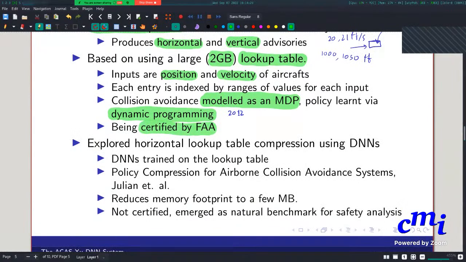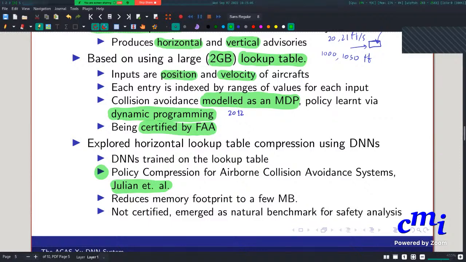What we are more interested in is a DNN-based ACAS-XU system. So in 2016, there was a paper by Julian and others, and the name of the paper is in this bullet. In this paper, they looked at compressing this lookup table because 2 GB, even in 2012, is definitely a huge amount of memory to have, right? And in 2016 also, it's a huge amount of memory. And if you think about drones, they don't have very powerful systems in them, right? They're designed to be low power, efficient, hardy systems, not powerful systems, right? So for them, 2 GB is a huge memory footprint.